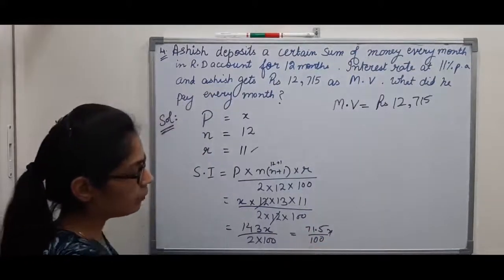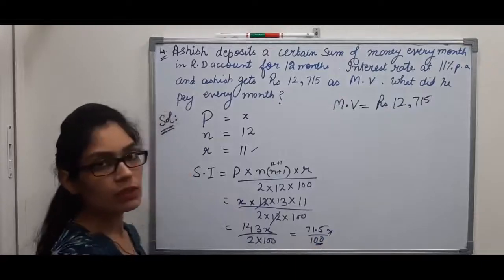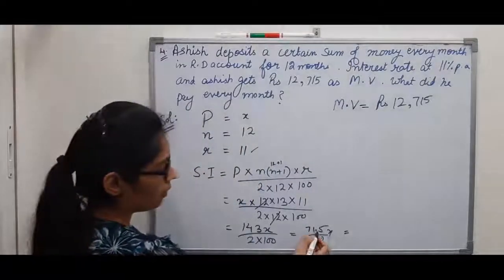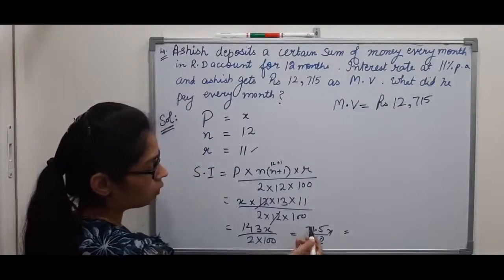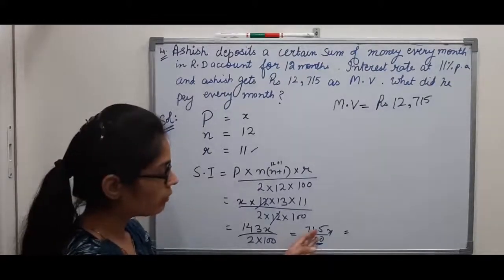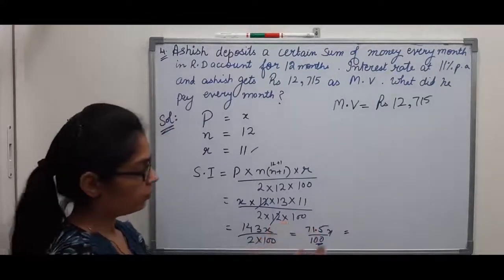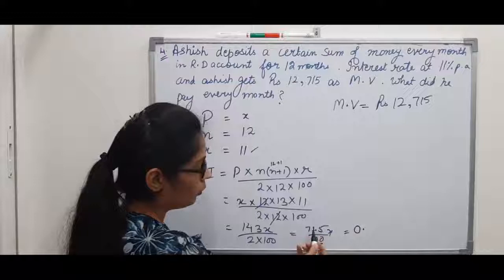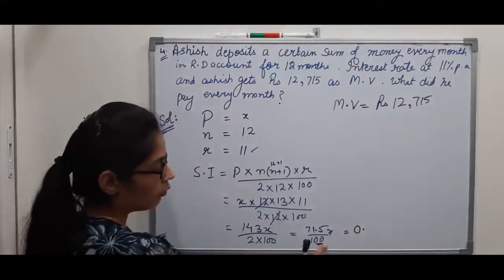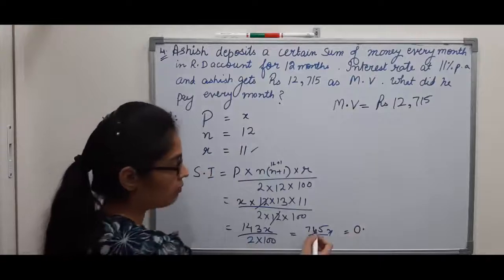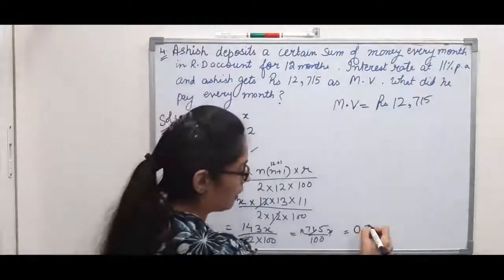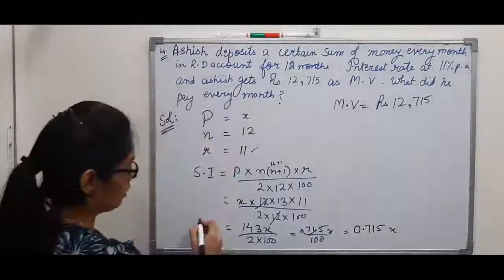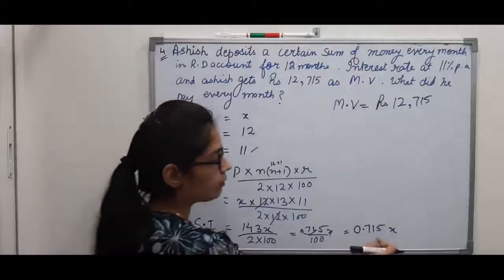Now let's simplify it more. Whenever a term with zeros is there in my denominator, I will just shift the decimal to the left-hand side, leaving those many digits. See, 2 zeros are there. I will shift my decimal to the left-hand side, leaving 2 digits. See, 7 and 1 are 2 digits. I have 2 zeros in my denominator. So I will just shift the decimal over here and finish my denominator. So now I am left with simple interest equal to 0.715x.